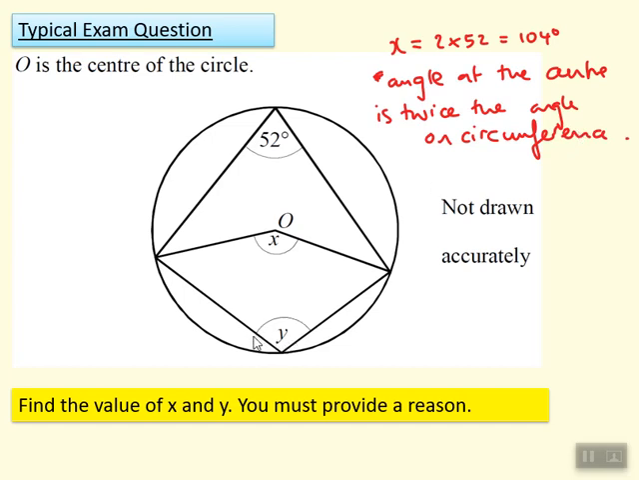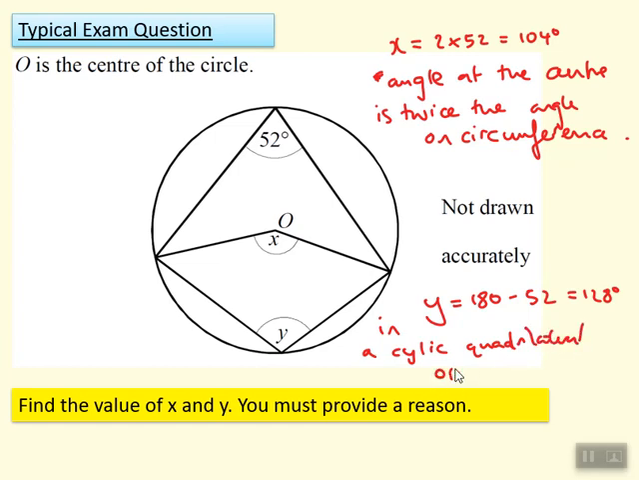Now to get y, there are different ways, but the easiest way is y equals 180 take away 52 degrees. So that's 128. And the reason why is cyclic quadrilaterals. Or, let's do it grammatically correct: in a cyclic quadrilateral, opposite angles add to 180. And that's all you need to say. So you need to provide that reason.